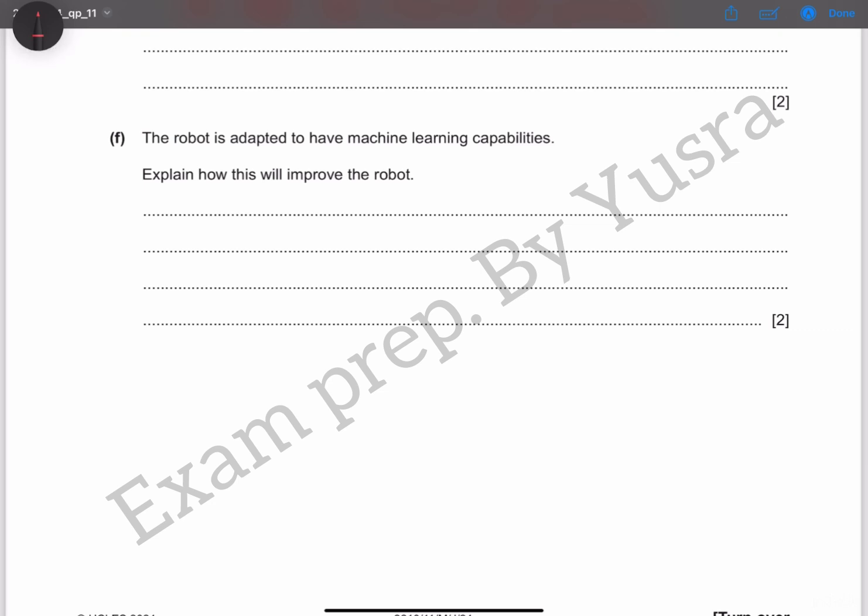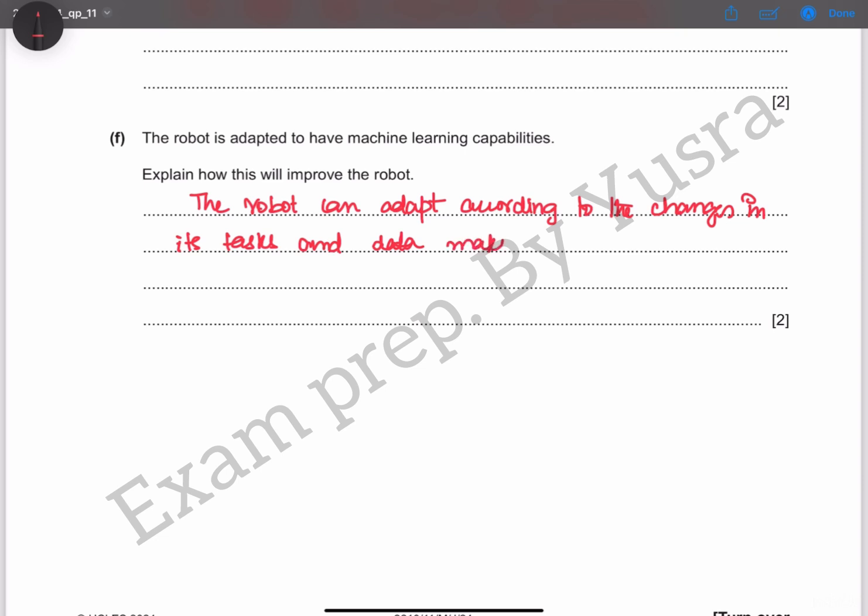Okay, the robot is adaptive to have machine learning capabilities. Explain how this will improve the robot. So, because of the machine learning capabilities, the robot can adapt according to the changes in its tasks and the changes in the data, making it more efficient.